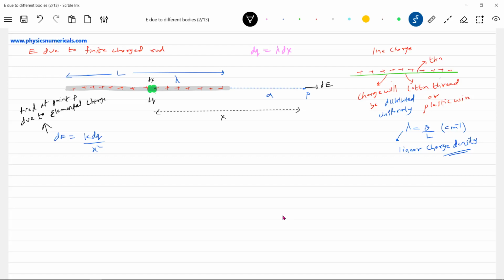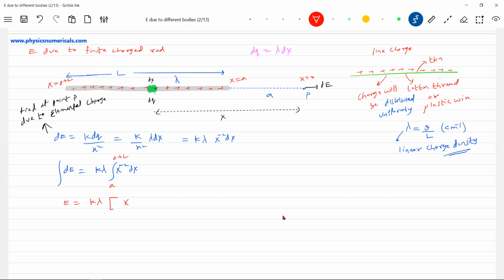Okay, now let's get into the mathematical part. Further, dq will be lambda into dx, so this will become k lambda x to the power of minus 2 dx. Now what should be the limits? Here is x equal to 0. What is this length? x equal to a. What about this length? x equal to a plus L. Try to see the limits by defining this as x equals 0. Where is the charge present? The charge is present in the region x equal to a to x equal to a plus L. So the limits will be a to a plus L.